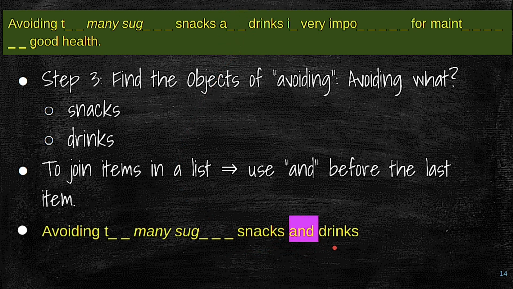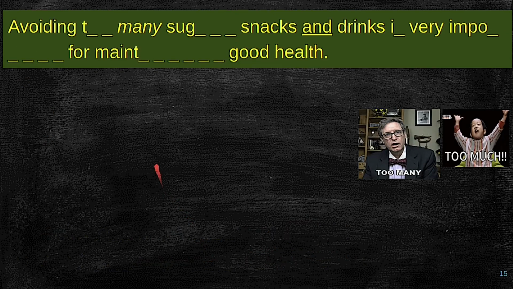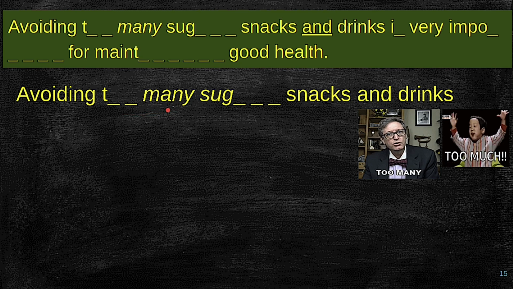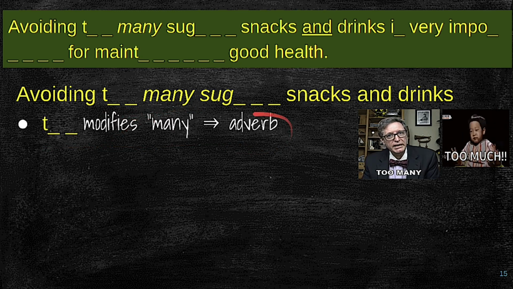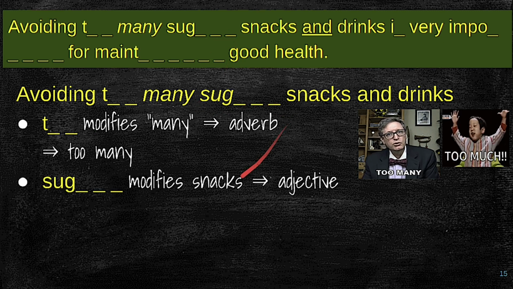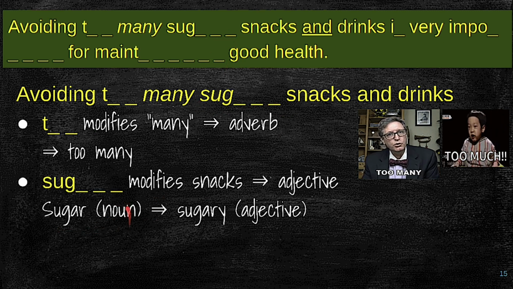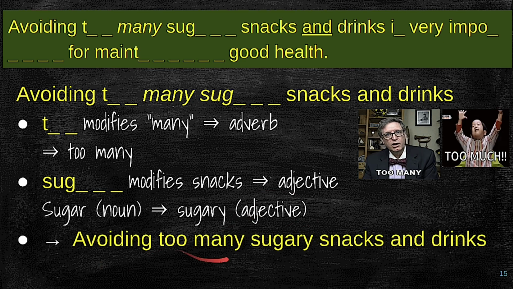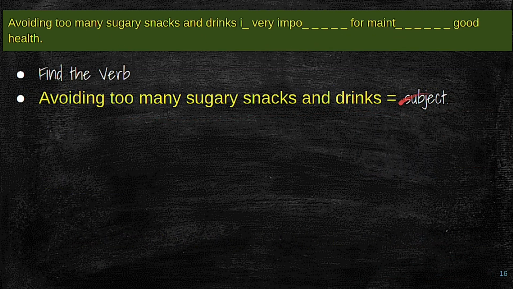Now let's solve the remaining words in this phrase. The word that modifies many must be an adverb. The fixed expression is too many. Therefore, avoiding too many. Next, sug describes the type of snacks. Since sugar is a content word and we need an adjective describing the snacks, the correct word is sugary. So now we have avoiding too many sugary snacks and drinks. This entire gerund phrase functions as the subject of the sentence.